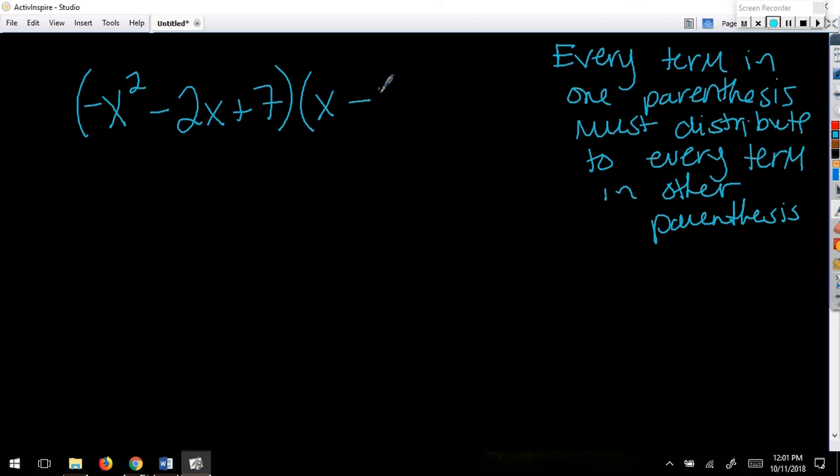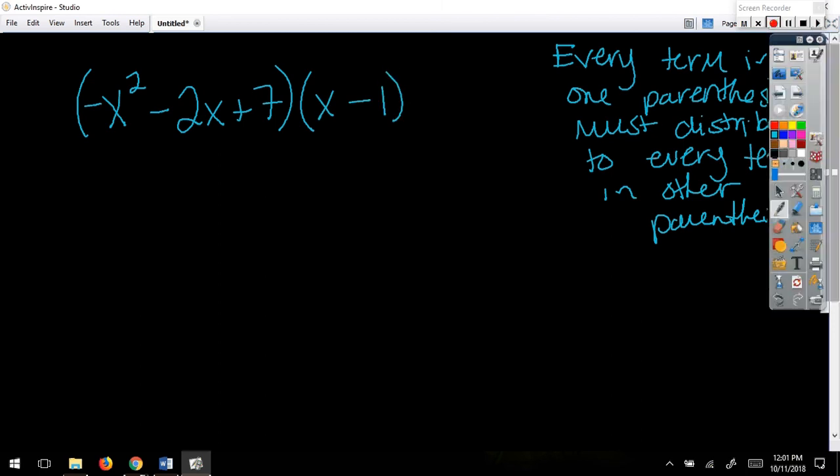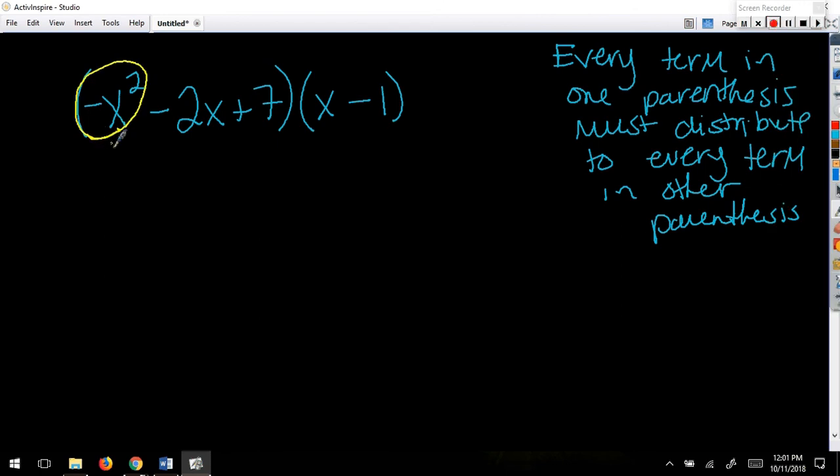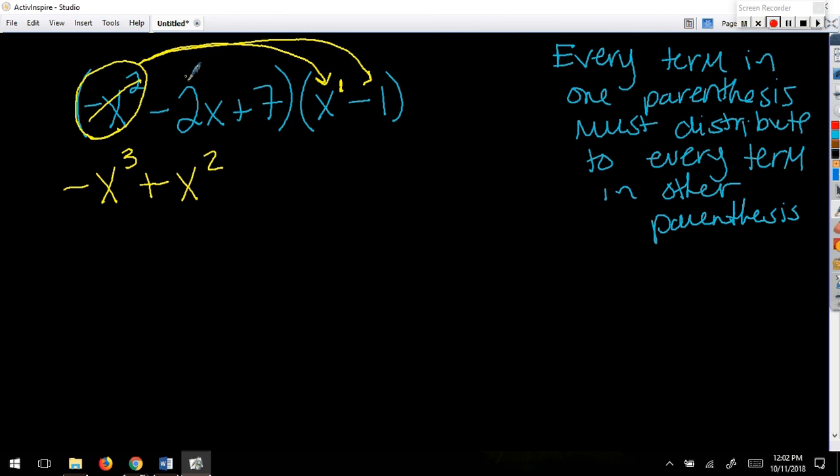times x minus 1. So what we want to do is take the very first term, because everything in this has to distribute to this. So negative x squared times x, and I'm going to put a little 1 here as a reminder to you that there is an exponent of 1. All right, so that would give me negative x to the third. And then on to the next term. So negative x squared times negative 1. Remember, a negative times a negative is a positive x squared. I'm done with that term.